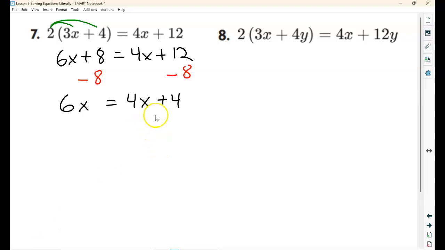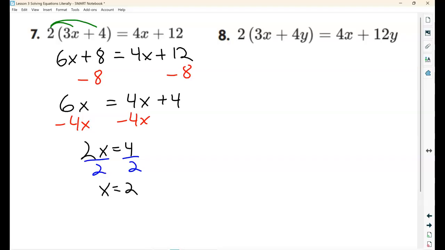All right, now I got 4x plus 4. Now I'm going to move the letters to the left, moving the numbers over here. So I'm going to do the opposite of positive 4x and subtract 4x. 6x minus 4x is going to be 2x. This cancels out. I'm going to bring down the 4. You're going to divide by 2. And x is going to be equal to 2.